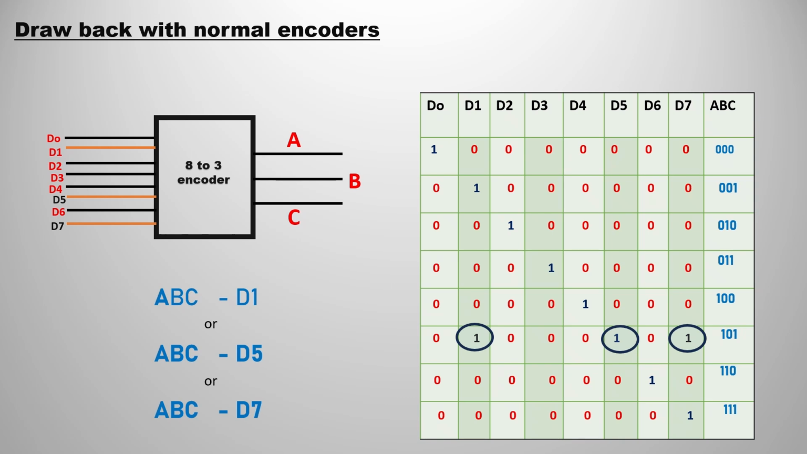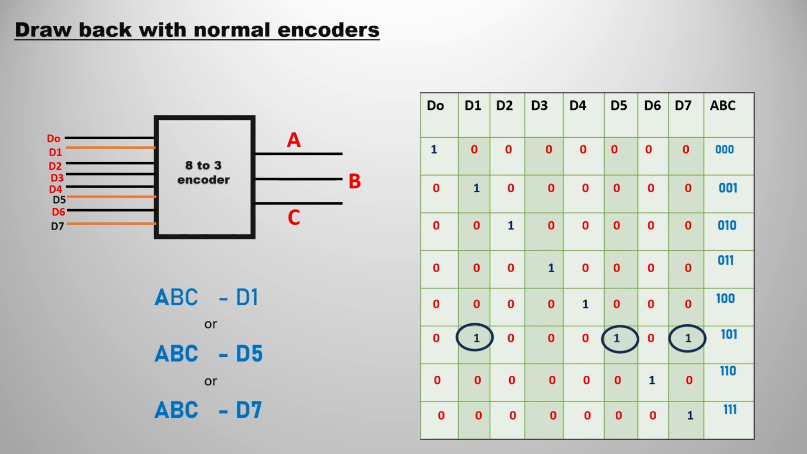Suppose you have a 1 in the D5 position, that is the normal position only. Suppose you have 2 extra inputs in the same line, that is the D1 position and D7 position. If you think D5 is the correct position, so I will mark that as 101 for ABC, no, it's not true, because you have to check the priority, that D7 has the highest priority. So D7 will be our output, that ABC would be 111, not 101.